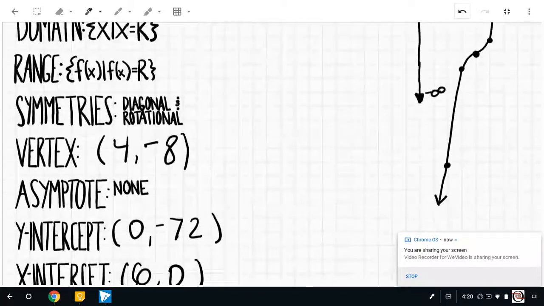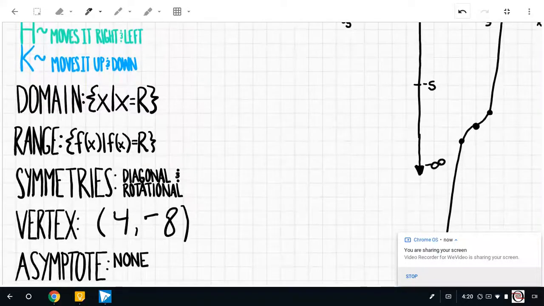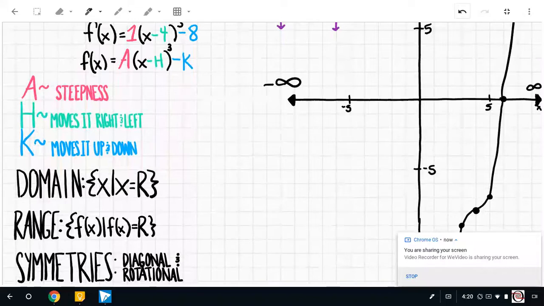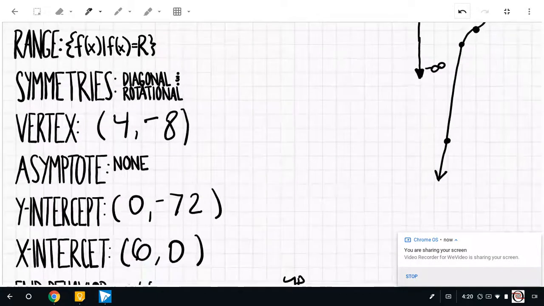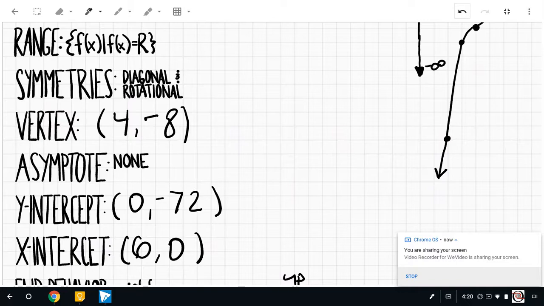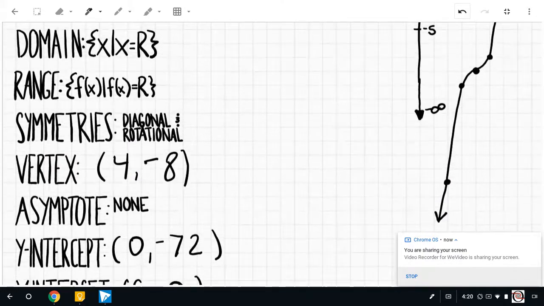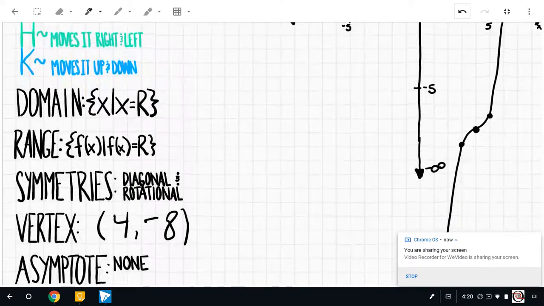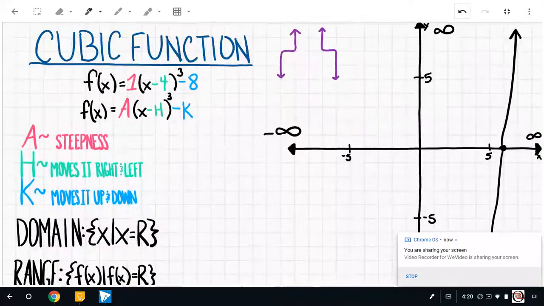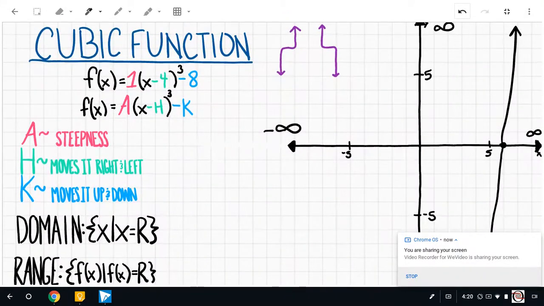This is what a cubic function looks like. These are some easy tricks: domain and range are always going to be all real numbers. You're always going to have diagonal and rotational symmetry. You're going to have a vertex, no asymptotes. Vertexes are a little cool portal. And this is vertex form. It's going to look like a twisted parabola. And that's what it is.